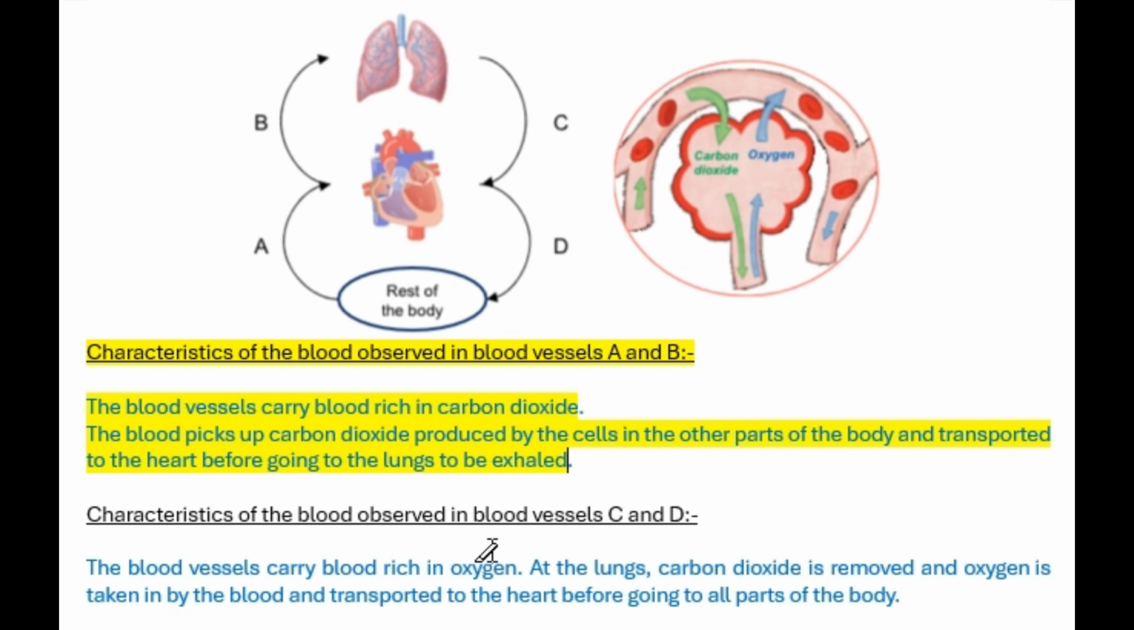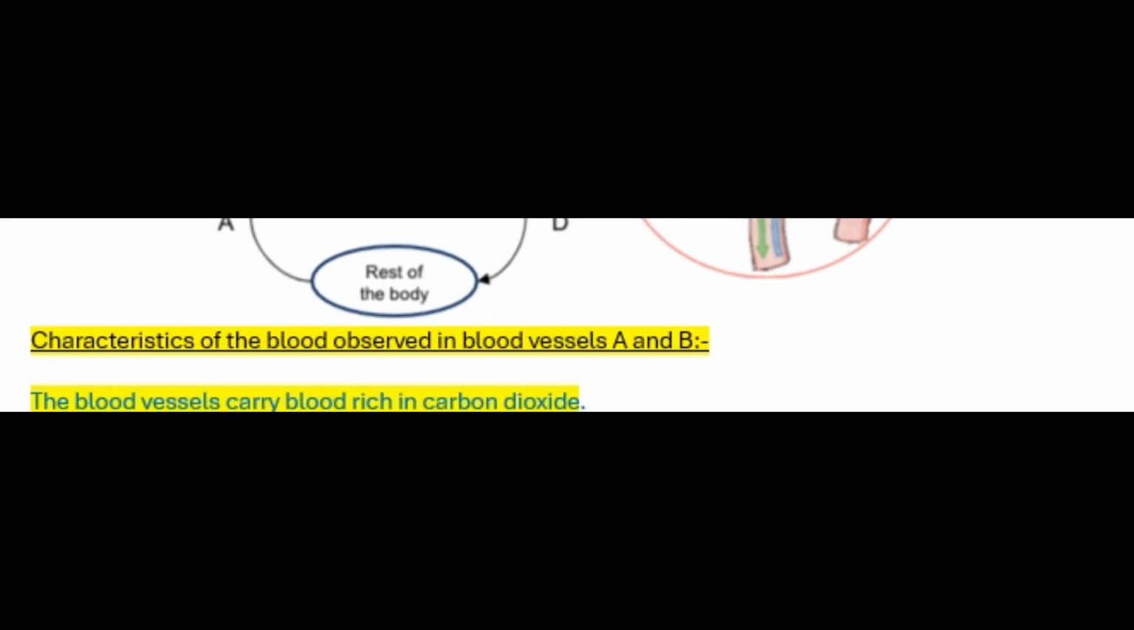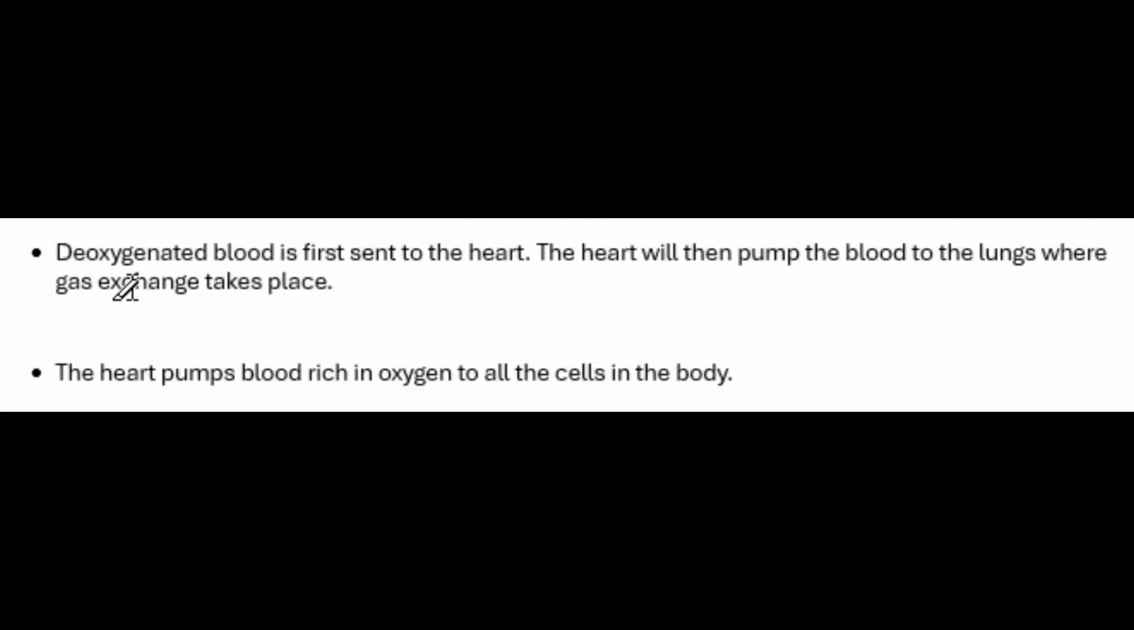Characteristics of the blood observed in blood vessels C and D. The blood vessels carry blood rich in oxygen. At the lungs, carbon dioxide is removed and oxygen is taken in by the blood and transported to the heart before going to all parts of the body. Deoxygenated blood is first sent to the heart. The heart will then pump the blood to the lungs where gas exchange takes place. The heart pumps blood rich in oxygen to all the cells in the body.